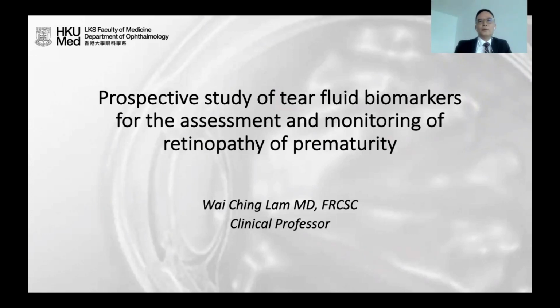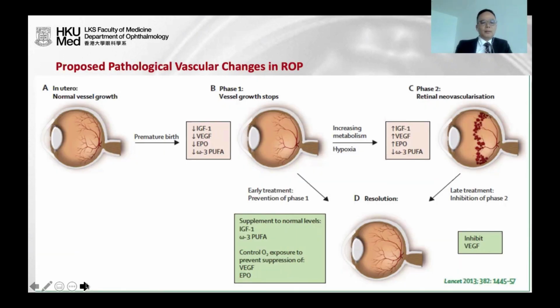I'd like to share with you our study of tear fluid biomarkers for the assessment and monitoring of retinopathy of prematurity. Infants born prematurely have an incompletely vascularized retina with a peripheral avascular zone. The supplemental oxygen given after birth downregulates the growth factors and cytokines, which causes the retinal vessels to stop growing.